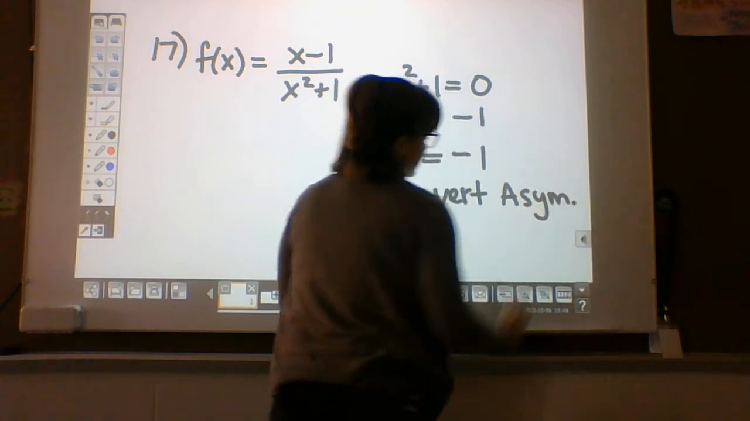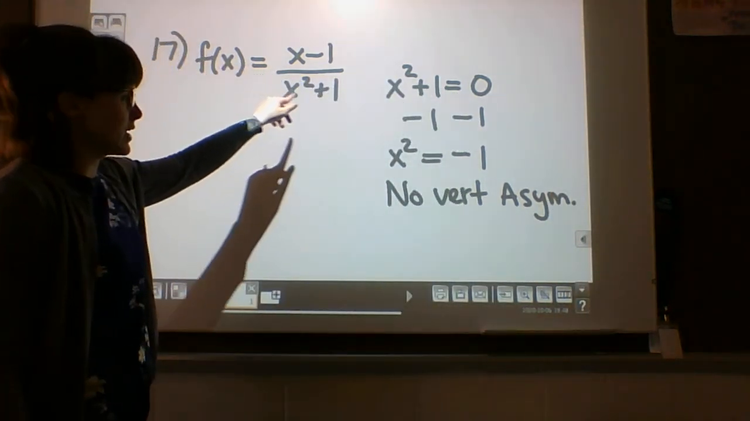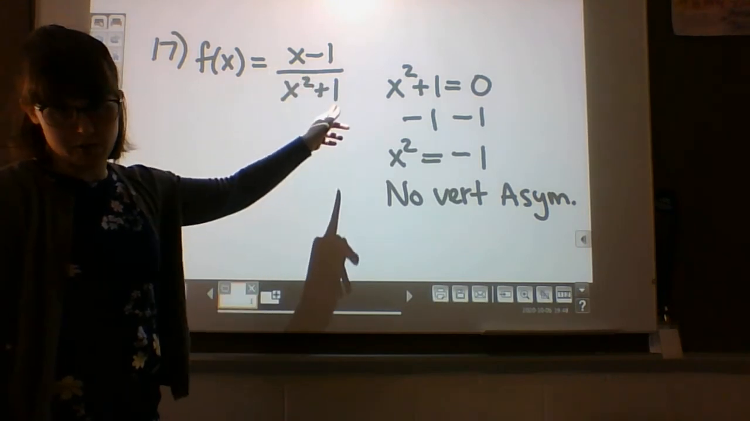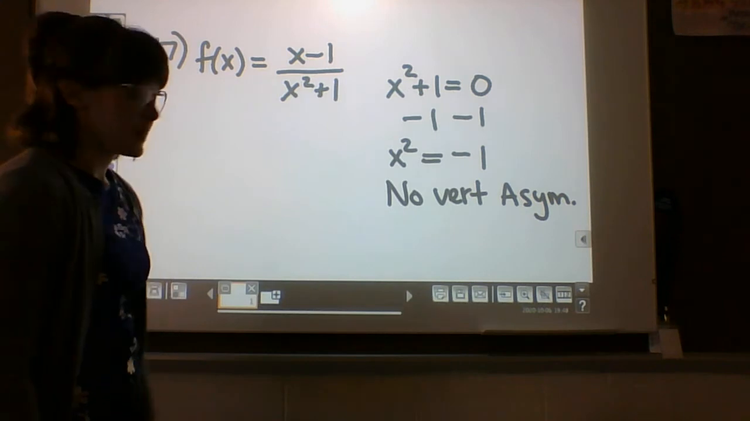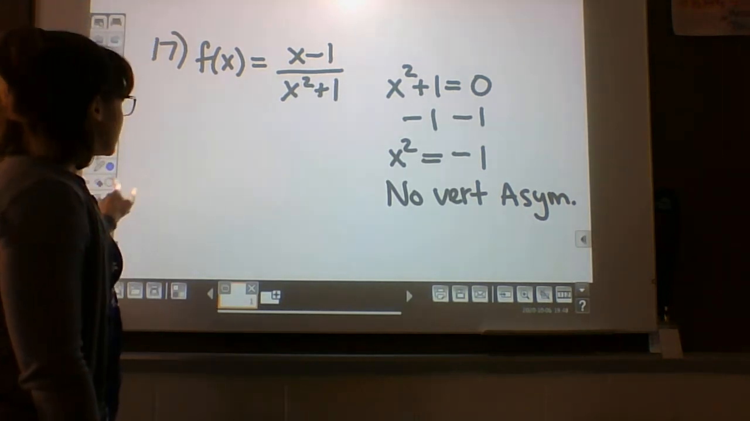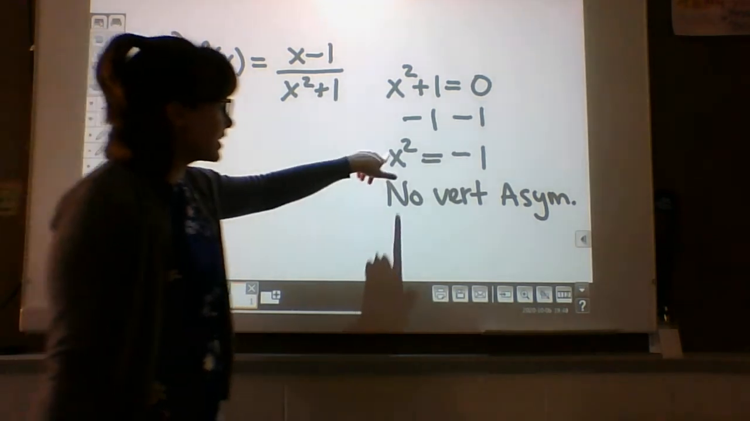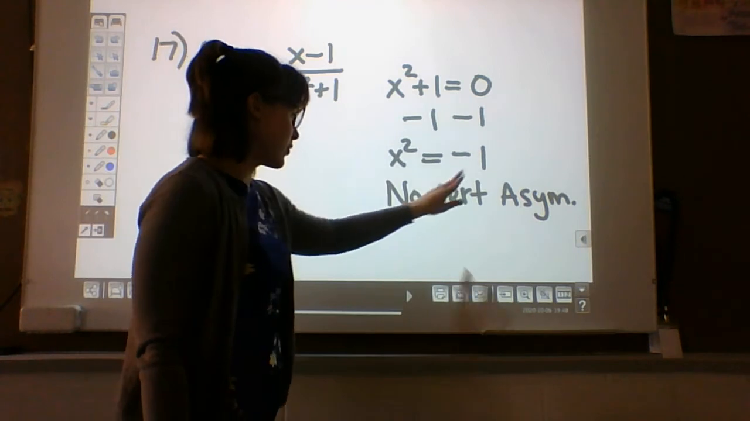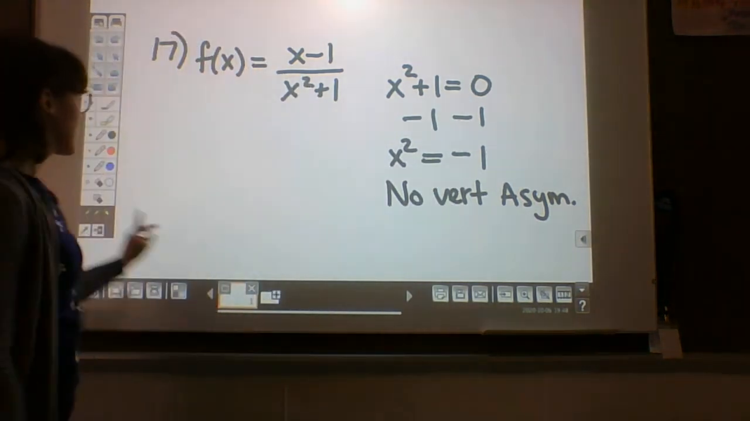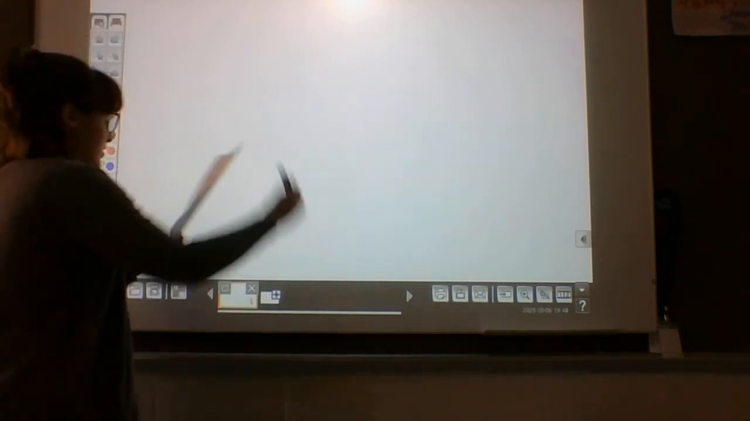And what this means is there is no value of x that will make the bottom of that equal to 0. So there are no vertical asymptotes. So if you try to set the bottom of this equal to 0, and you get something like x squared equals negative 1, which cannot happen, you say no vertical asymptotes. Alright. Okay, next one.